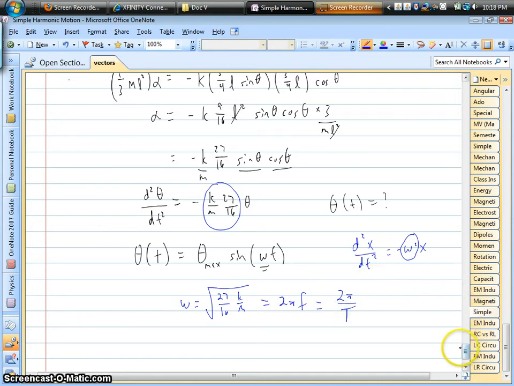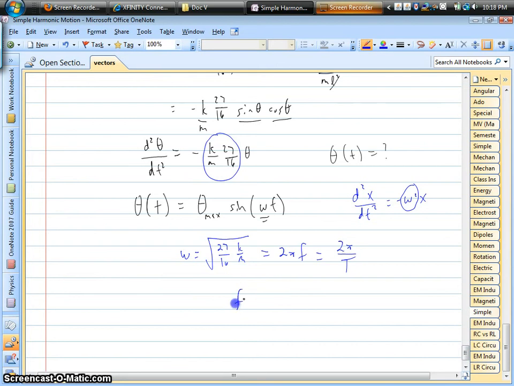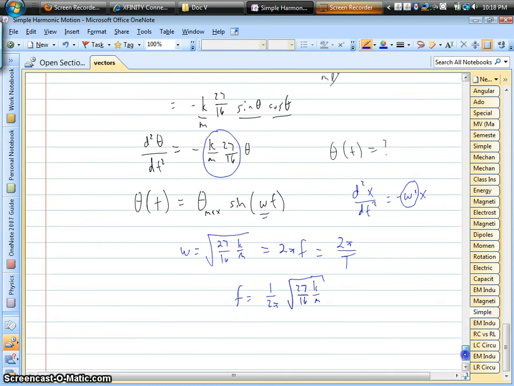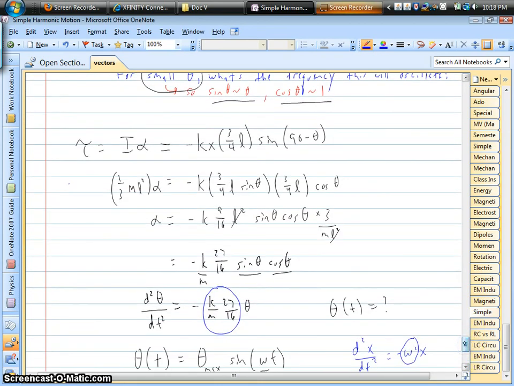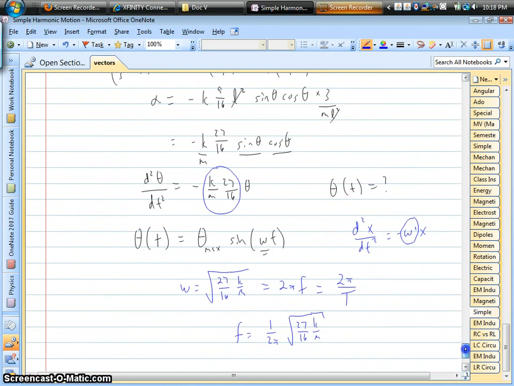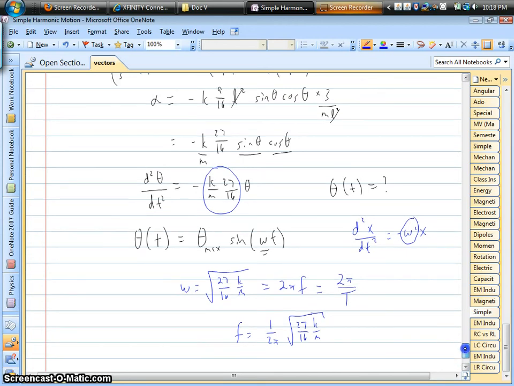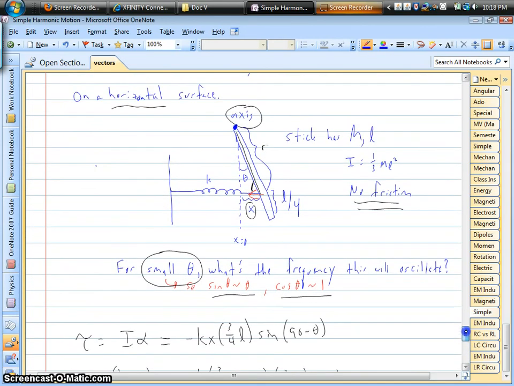So we basically have solved this thing already. We've got an angular frequency, which translates into frequency. So our hertz is 1 over 2 pi times the square root 27/16 k over m. The period is just the reciprocal of that. We could find the position as a function of time. We could take derivatives and find the angular velocity, we can find the second derivative and get the angular acceleration at any given time.